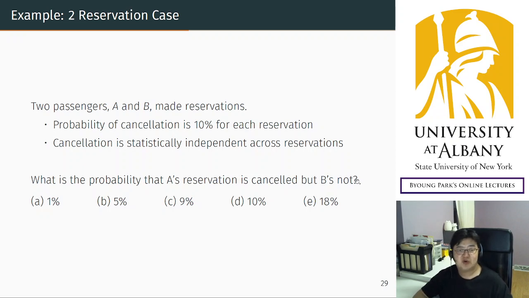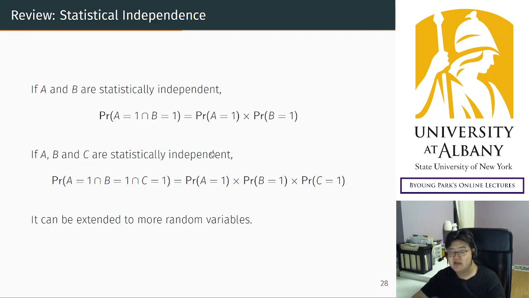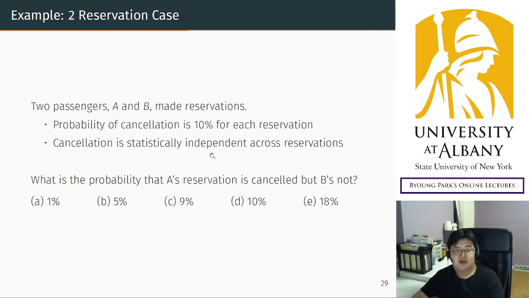I am going to show you the answer in the next video. So try to answer this question. The hint is to use statistical independence, which is pretty obvious, right? It's pretty simple, so you should be able to answer this question. I'm going to continue this in the next video.